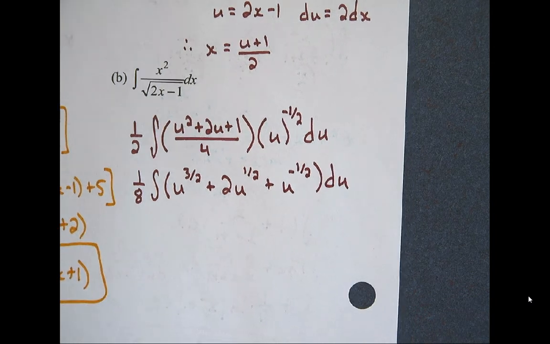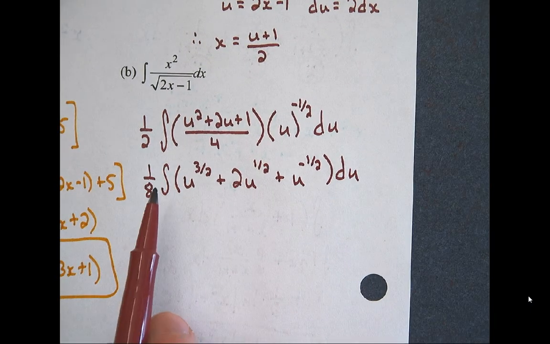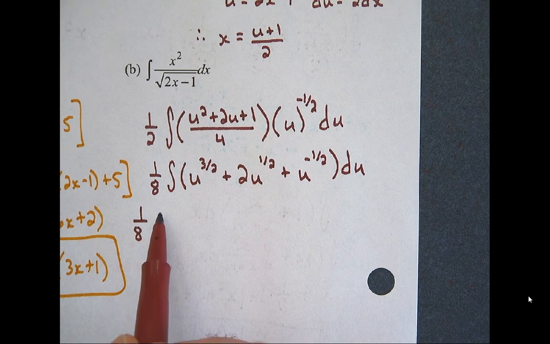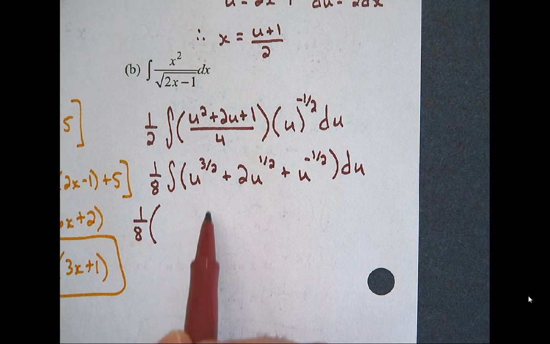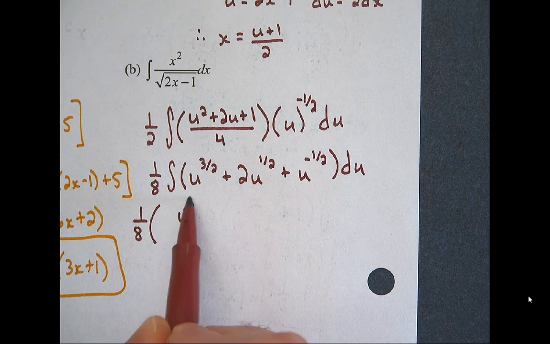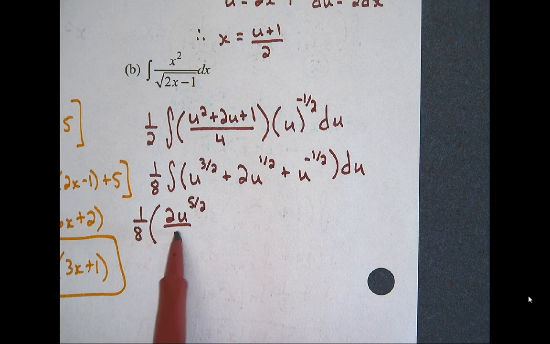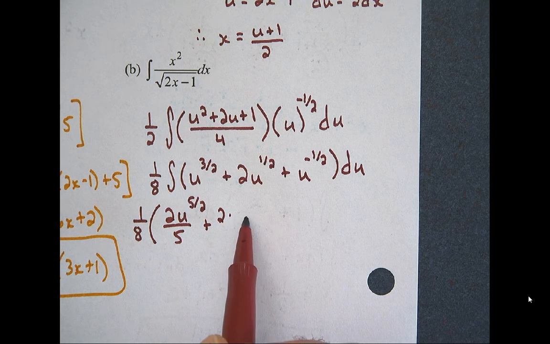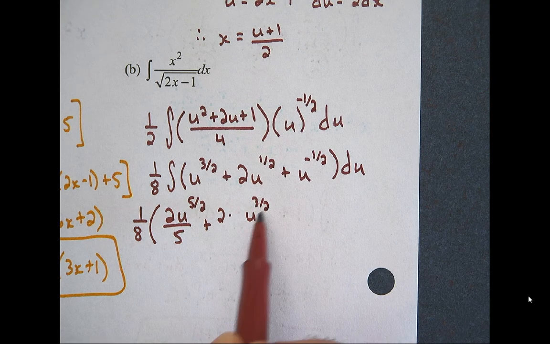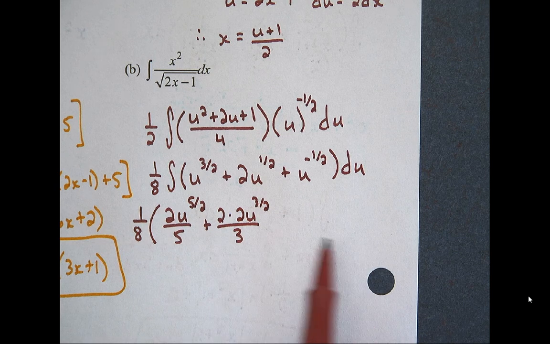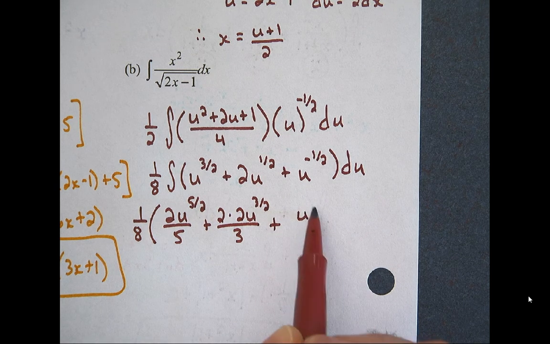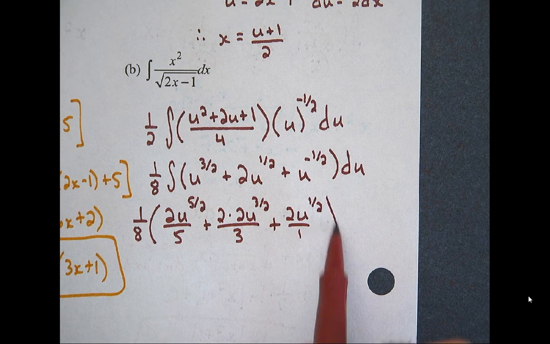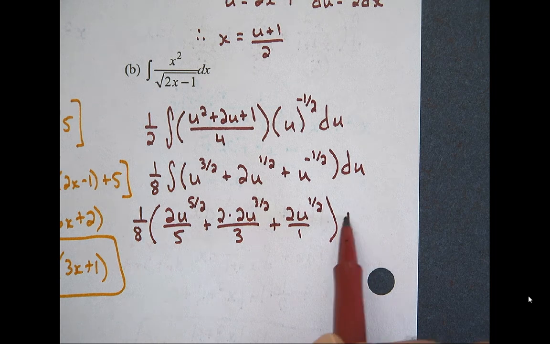du. Now, I don't want to factor out least powers yet because I haven't integrated, so you still need to integrate. 1/8 times, add 1 to the exponent, 5 halves, 2/5, plus 2 times, I've already got the 2 out there, u to the 3 halves, 2/3. Add 1 to the exponent, that's u to the 1/2, then 2 over 1, and plus c.